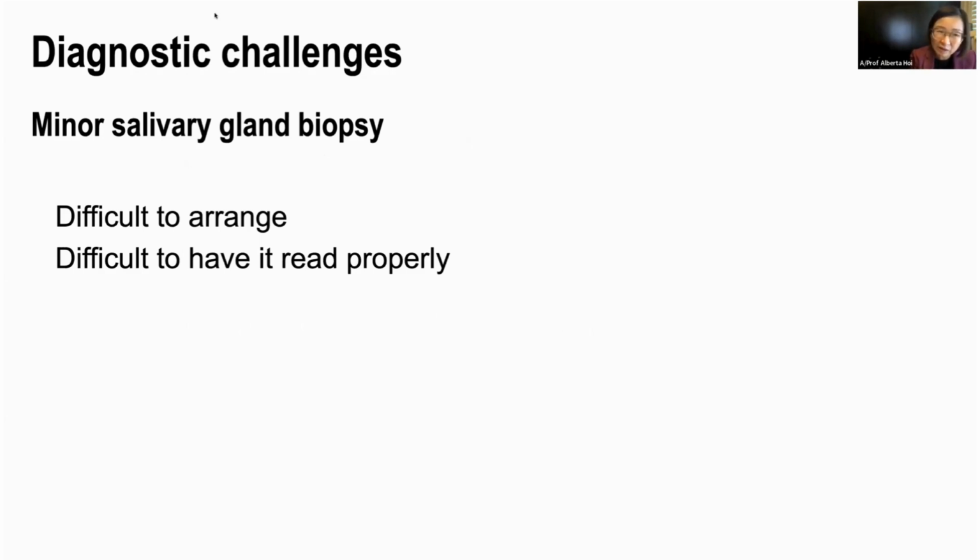And in fact, in the classification criteria, the lip biopsy weighting is as strong as the specific autoantibody that we see. However, the lip biopsy is actually quite difficult to arrange, even where I'm based in Melbourne. It's not an easy test to organize. And when we eventually organize it, it might sometimes be difficult to even have it read properly by the anatomical pathologist because it's so infrequently done.